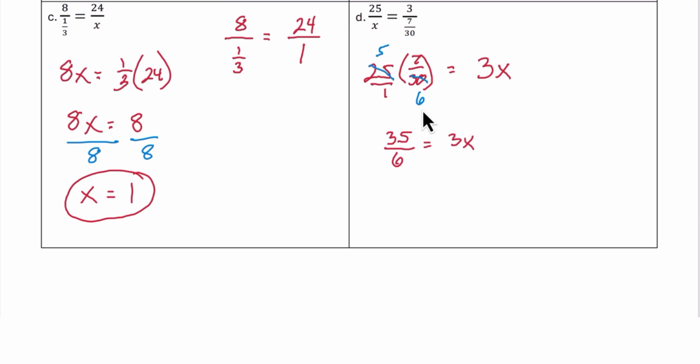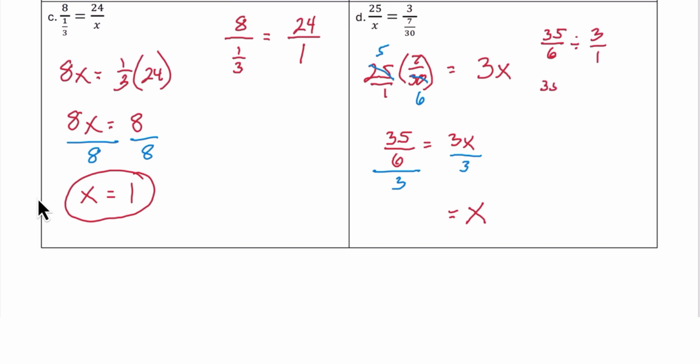equal to 3x. We now have 3 times x. To undo the multiplication, we'll divide. Make sure we divide both sides by 3. On the right, we get x. On the left, we have 35 divided by 6 divided by 3. Let's do this work off to the side. Think of that 3 as 3 over 1. Remember, we can write a whole number as a fraction by just writing it over a 1.